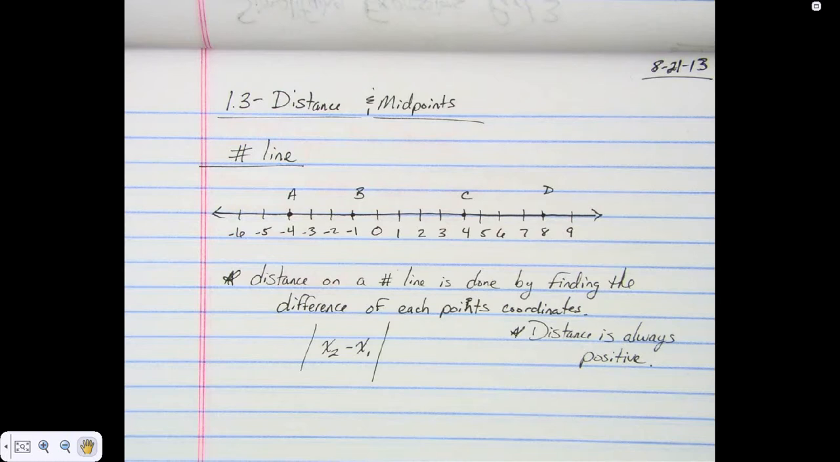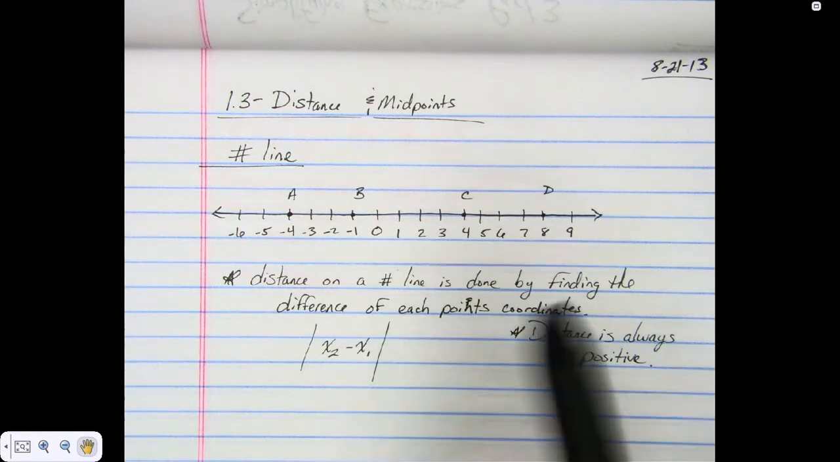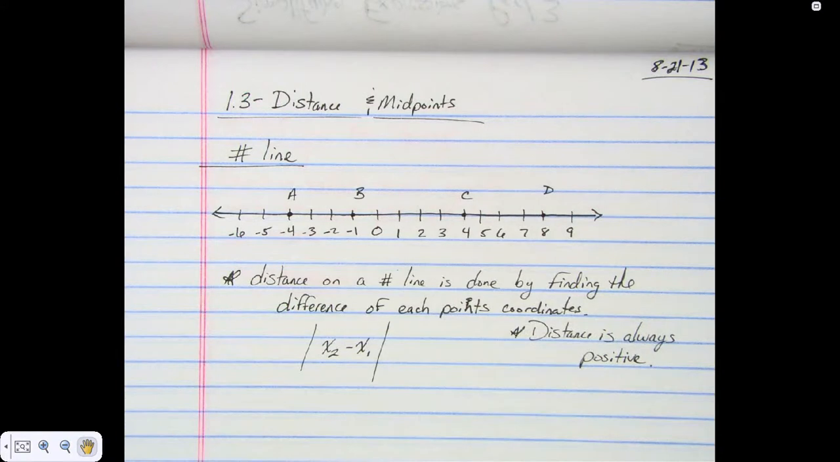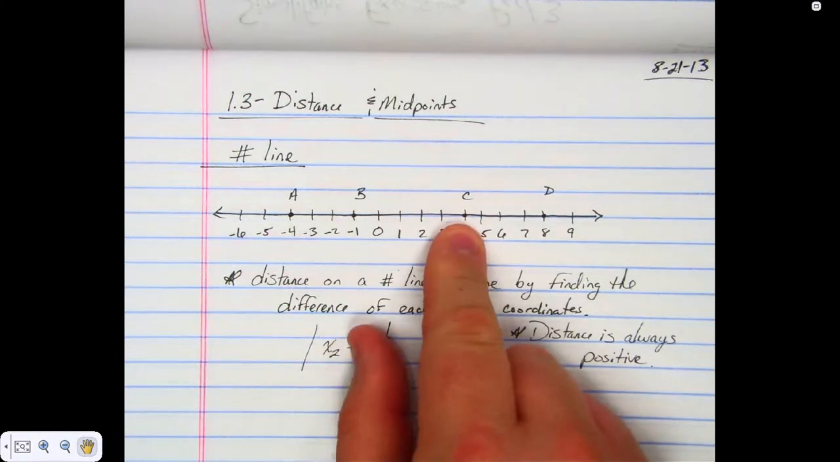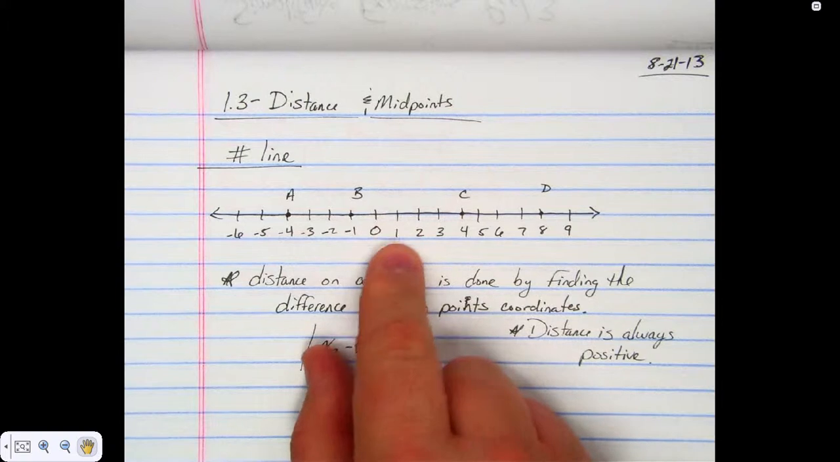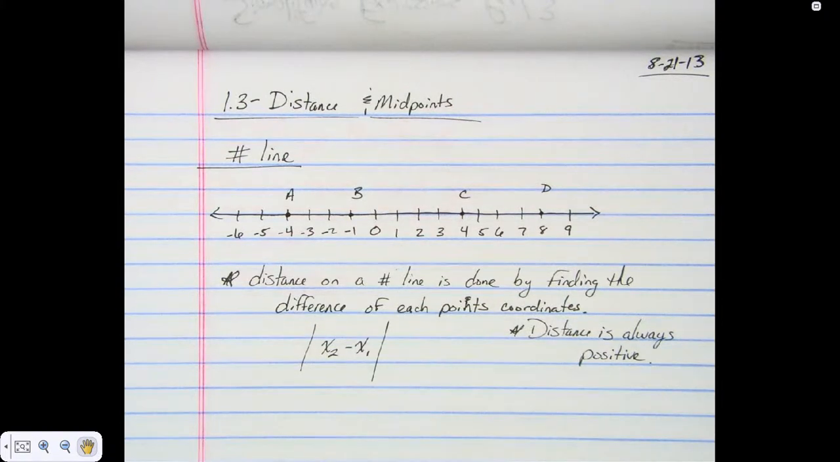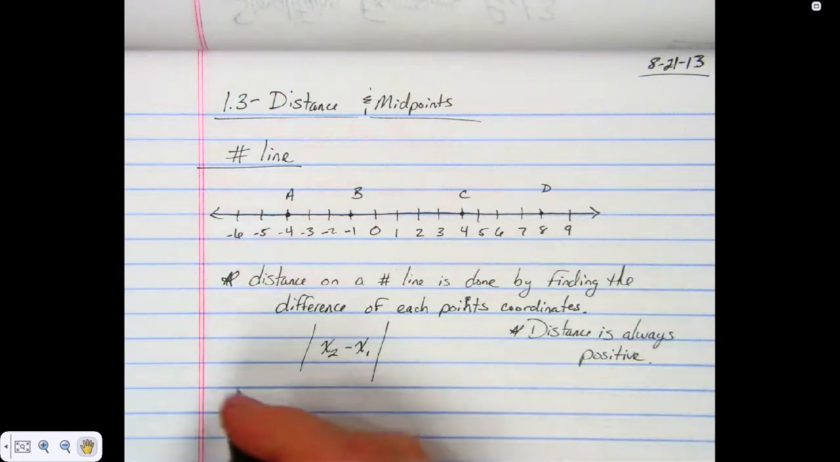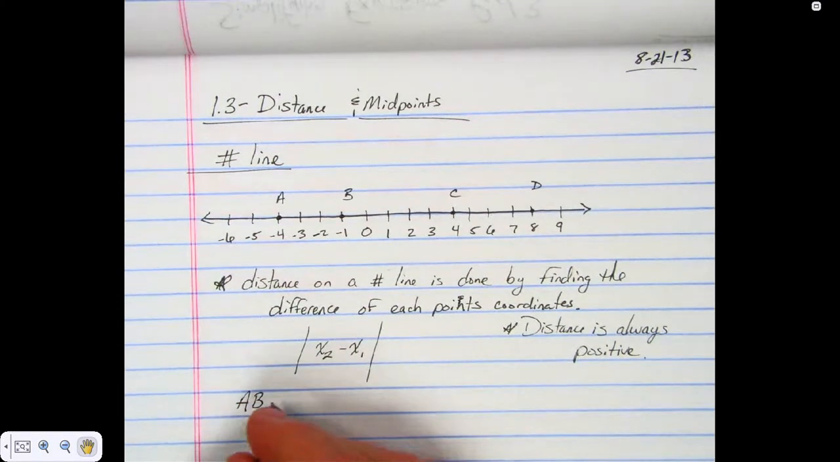Now, if I ask you to go -3 from C, you'd go to C, and the negative would tell you to go which direction? Left, and then the 3 would tell you the distance to go. So 1, 2, 3, I end up at 1. When I'm talking about the distance, it is what? Positive. The direction was what the negative gave you. So distance is always positive.